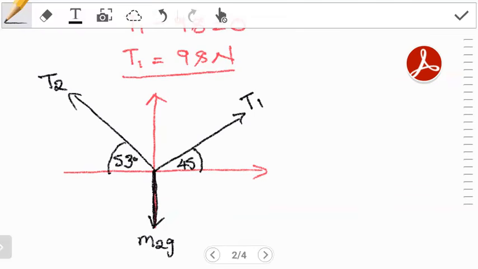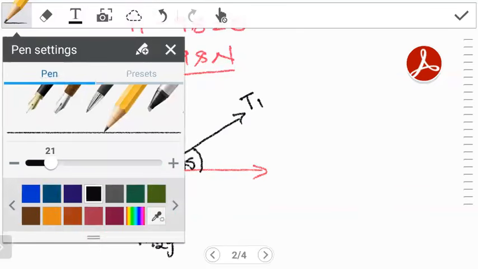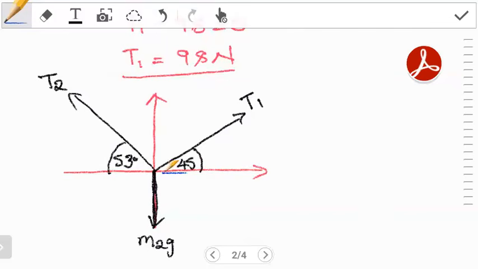Okay, now how do we resolve them? We must get a part of this force that is in this direction. So let me write the components using a different color. So we must get the part of this force that is going in this direction, and then get another part of this that is going in this direction. These are going to be the components. So this is going to be the component of T1 in y, and this is going to be the component of T1 in x.